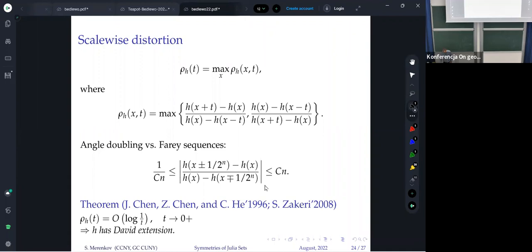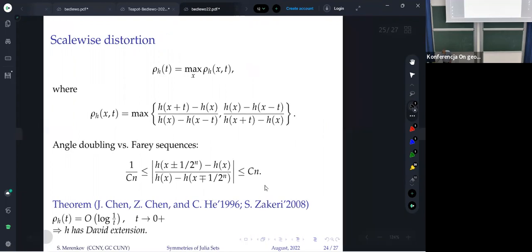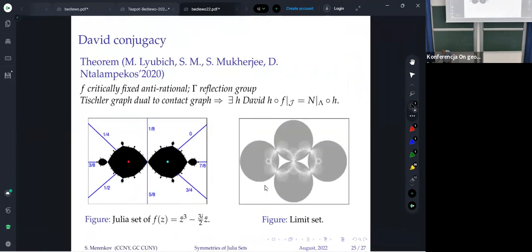Okay. I'm out of time, so I will just finish with a couple of pictures, a couple of results that we discussed. So you can have a global David conjugacy between this anti-hyperbolic polynomial dynamics and the circle packing dynamics. You have a global David conjugacy that does it. And here's another picture that's just a polynomial picture.